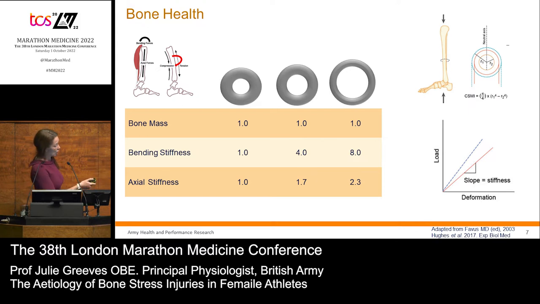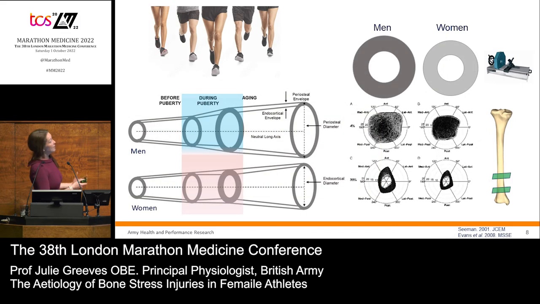So what we really want to achieve is a shift in the stress-strain curve, this is the stress-strain curve, to shift that bone stiffness to the left so it's better able to resist the loads applied to bone. The issue with women is that biologically they have a narrower cross-sectional area of bone compared with men. This is an image from military recruits from both the ultradistal site and the tibial diaphysis, which is typically where we see stress fractures with weight-bearing exercise. You can see that the bone is much bigger in men compared with women.